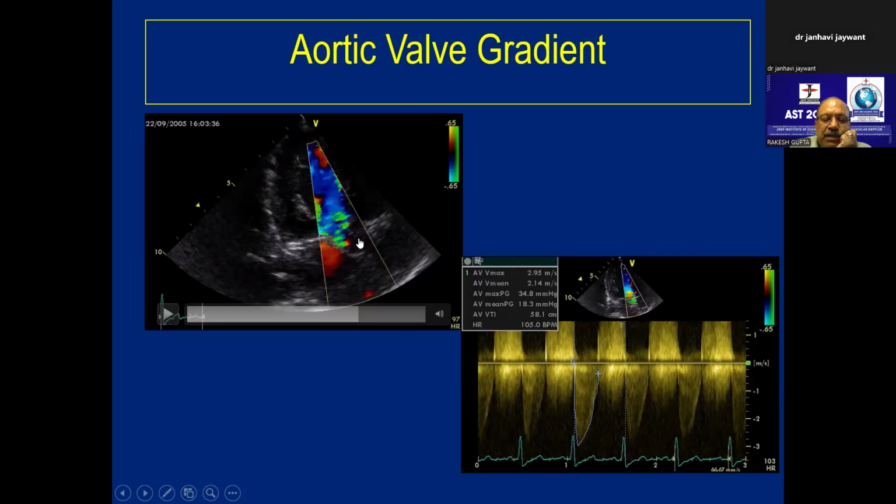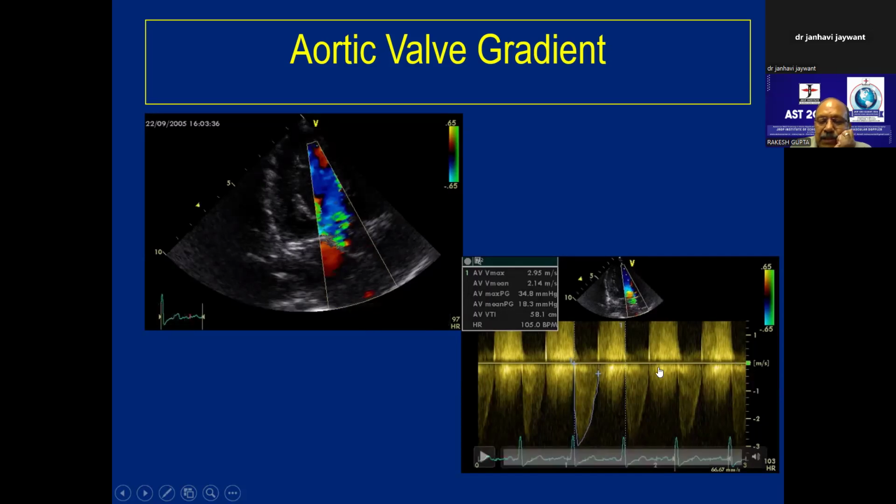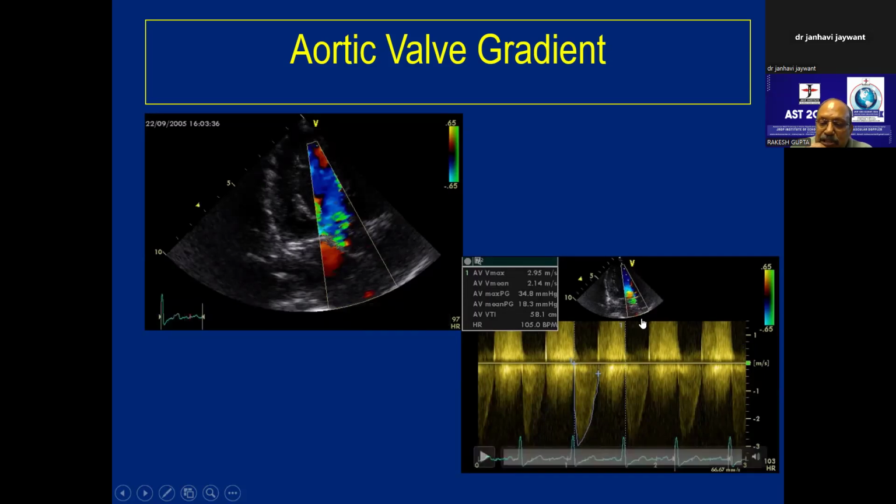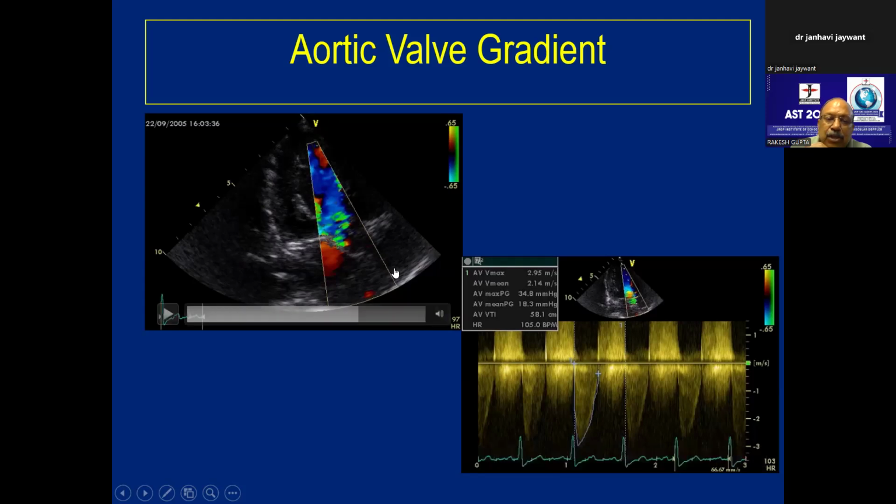What exactly happens when there is a stenotic valve? This is a pulse wave Doppler spectrum pattern. Look at the scale: 3 on this side, 1 on top, so the maximum is 4 that can be contained. Suppose my velocity is 5 meters per second. If I move this baseline up, I'll not be able to contain this Doppler spectral pattern. So what do we do? We switch over to continuous wave Doppler.